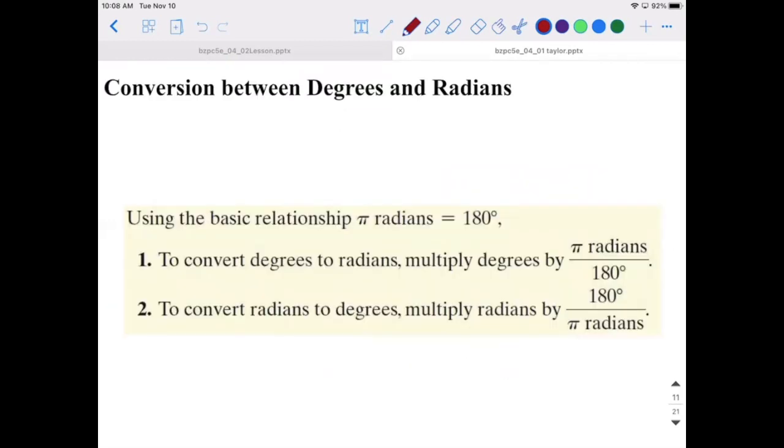Conversions between degrees and radians. So we're going to use the basic relationship that pi radians is equal to 180 degrees. So first of all, to convert from degrees to radians, we're going to multiply our degrees by pi over 180. To convert from radians to degrees, we're going to multiply our radian by 180 over pi.